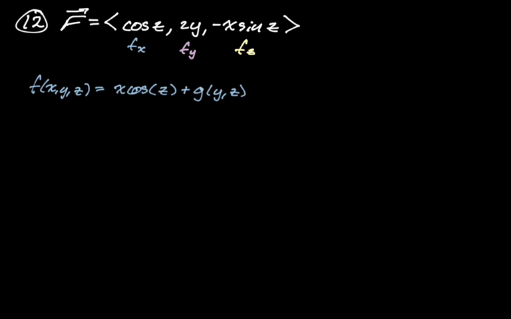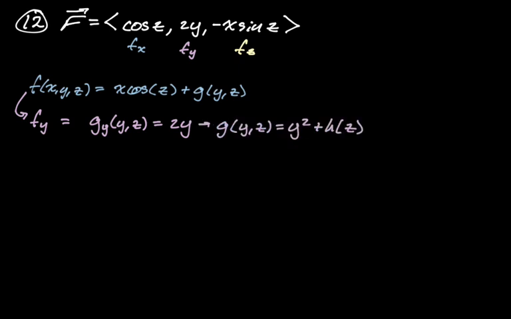Find partial y of this thing. So x cosine of z doesn't have any y's, so we're just going to get partial y of g, the arbitrary function that we created. Compare it to what we think partial y should be, which is 2y. So now we just integrate this with respect to y, which will give us that g of yz is y squared plus an arbitrary function of z. Update what you think your potential function is. So now we think our potential function is x cosine z plus y squared plus h of z.